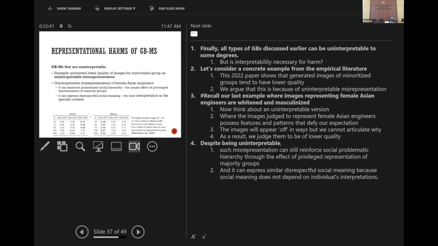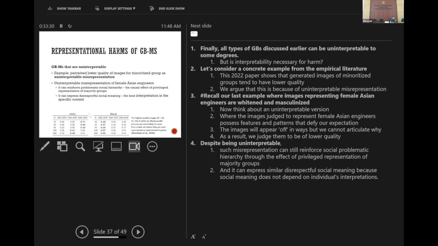Recall our last example where images misrepresent female Asian engineers because they represent them in a way that's whitened and masculinized, right? Now imagine this case just in an uninterpretable version. These images will still be judged to represent female Asian engineers, but they will possess features and patterns that defy our expectations. So these images will appear off in some ways, right? But we couldn't really articulate why. And we argue that this is why the test subjects end up judging them to be of poorer quality.